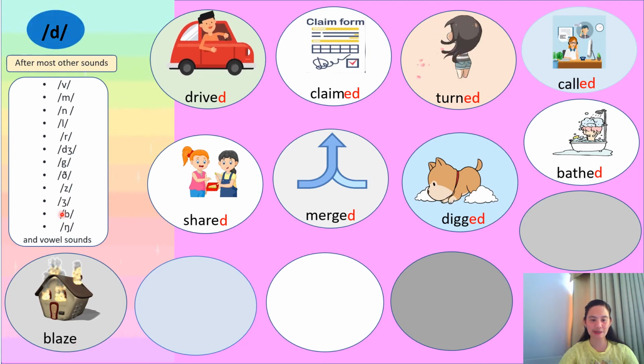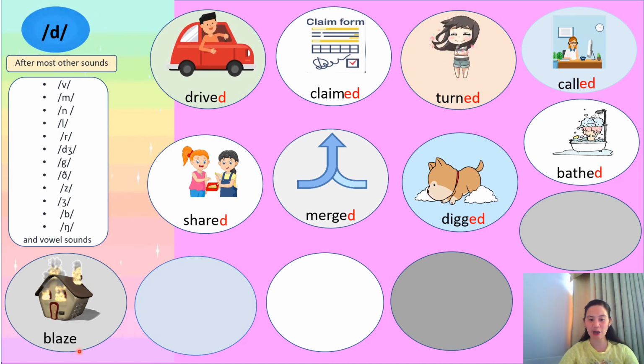Okay, next word. We have the word blaze. Z is the last sound. Again, it's not the letter that you see, but it's the sound that you hear that will determine the sound of ed or d at the end of the word. So let's put d at the end to make it into past tense. So we're going to read this word as blazed.